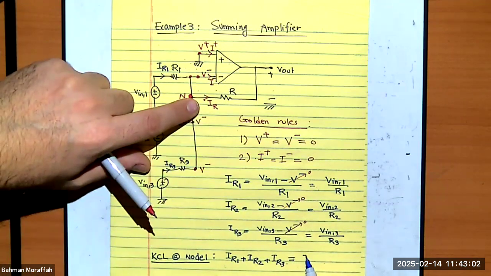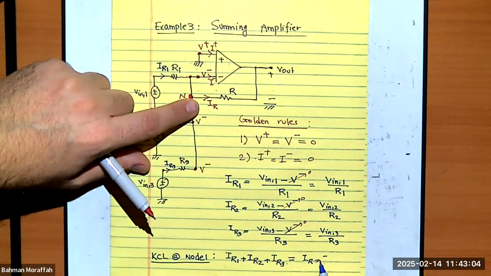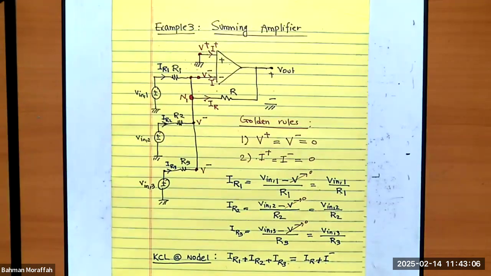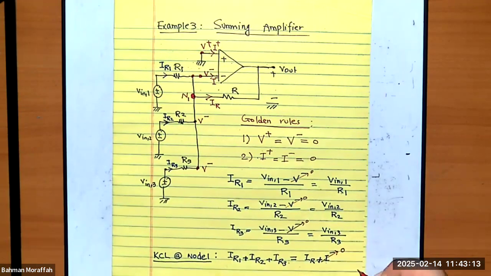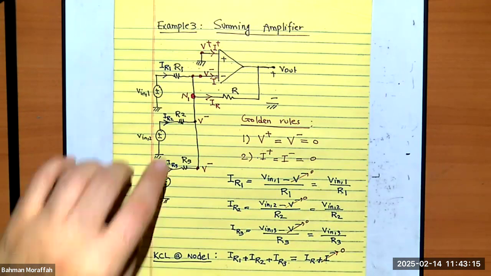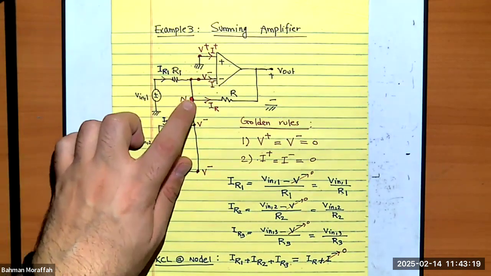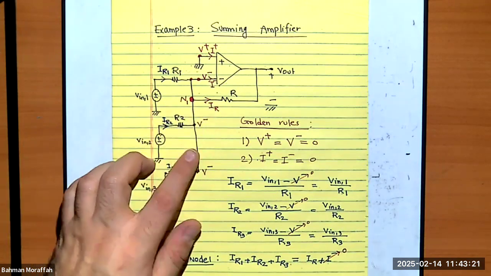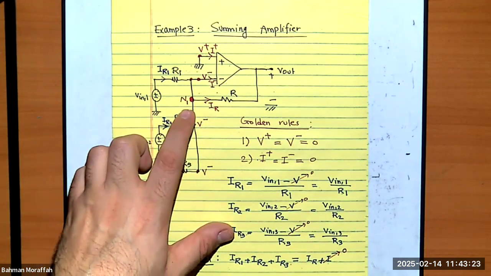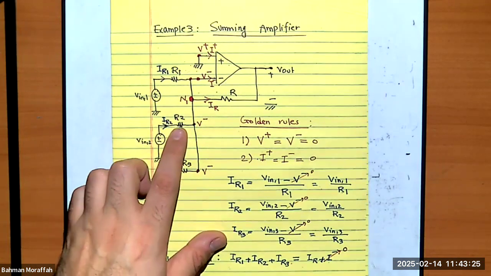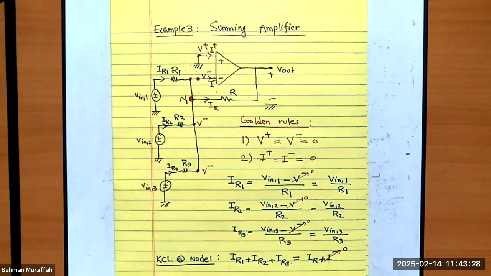And I have I of R and I negative going out. But this I negative is 0, so there is no leakage of current over here. Whatever current I have through R1 is just going to flow through this node, added with the I through R2 and I through R3. There is no leakage of current.